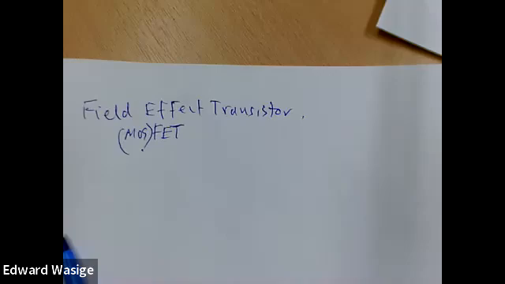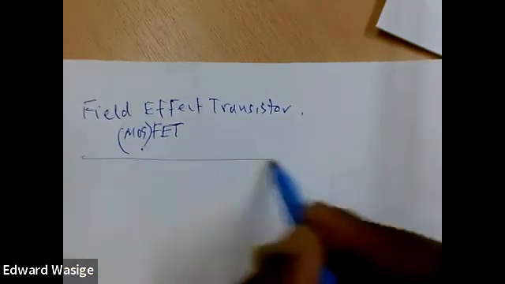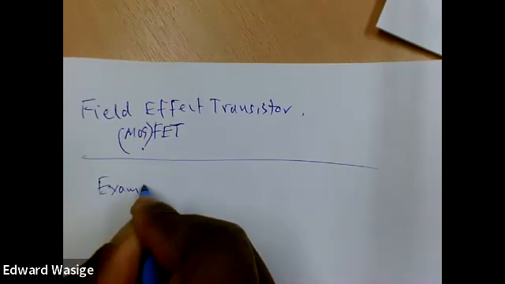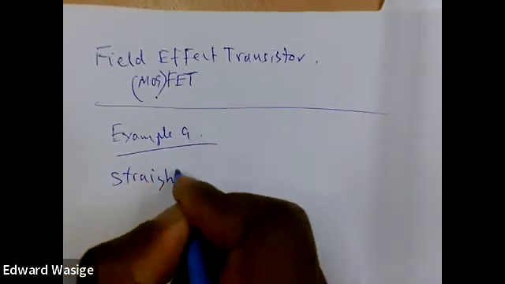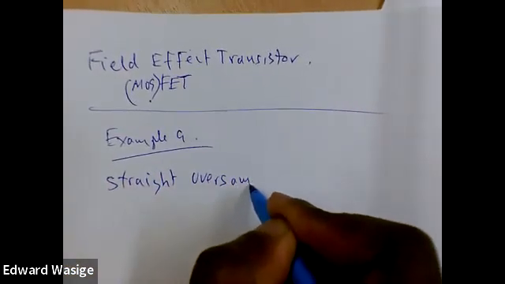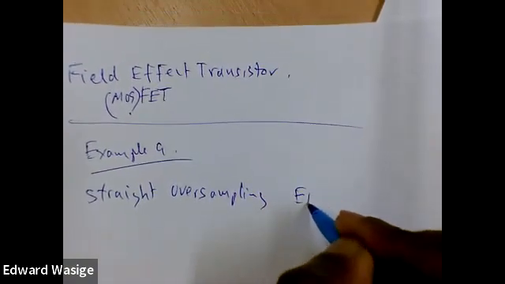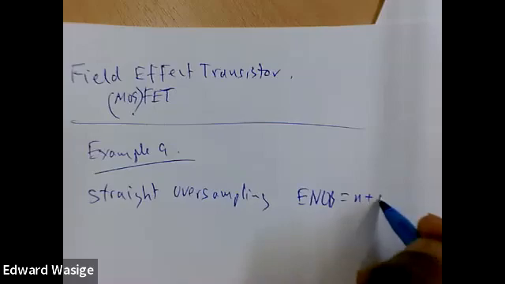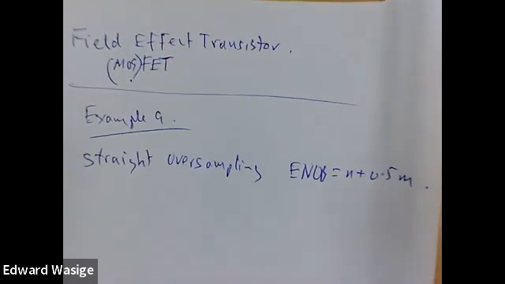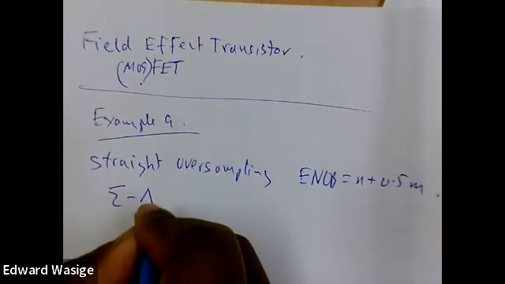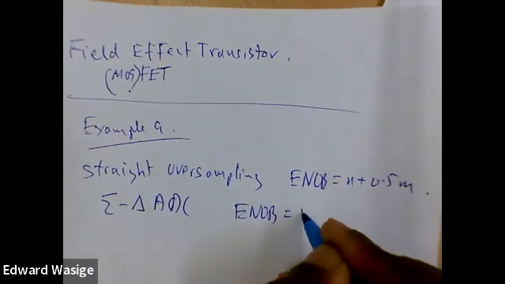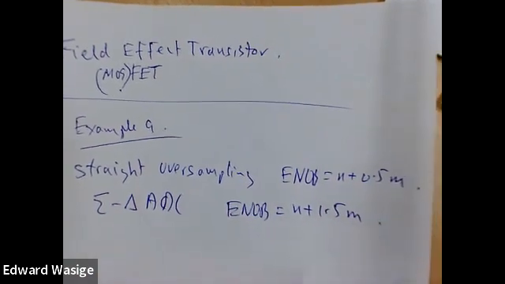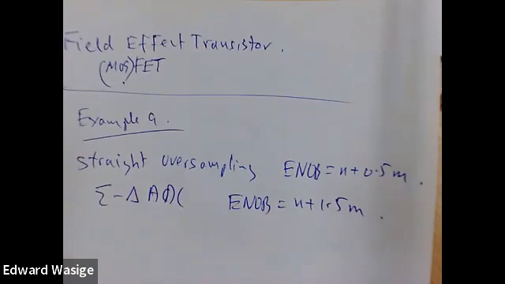So Kunle, for your question, example 9, spread over sampling. Use N or B equal to N plus 0.5 M. For the ADC, use N or B equal to N plus 1.5 M. Is that clear, Kunle?